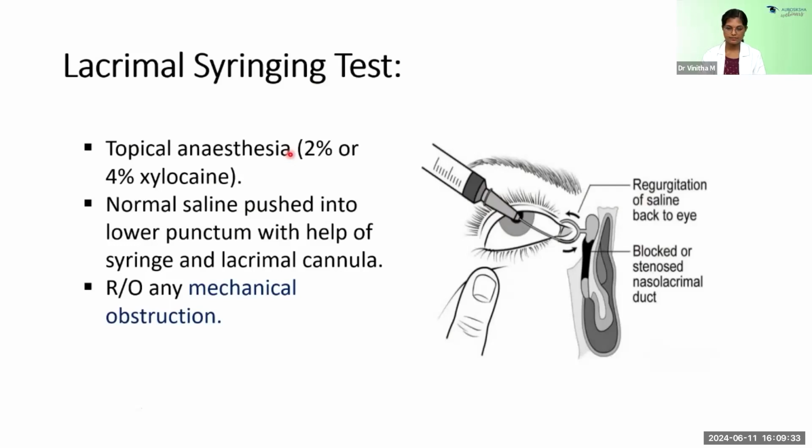Lacrimal syringing test. Since it is an invasive test, we have to do it under topical anesthesia cover. Normal saline is pushed into the lower punctum with the help of a syringe and a lacrimal cannula. If there is an obstruction in the same canaliculus, the fluid gets regurgitated from the same punctum. If it is beyond it, that is in the sac or in the nasolacrimal duct, it gets regurgitated through the opposite punctum, hence ruling out mechanical obstruction.